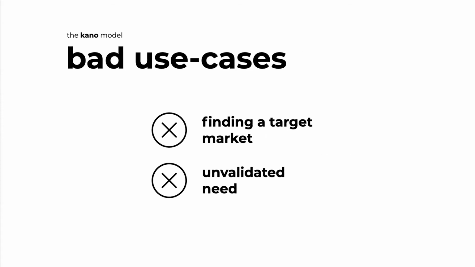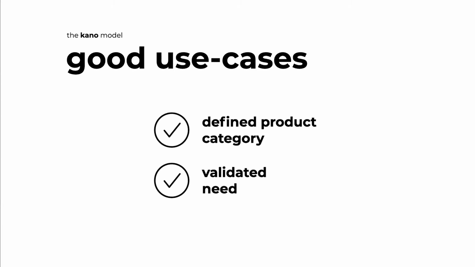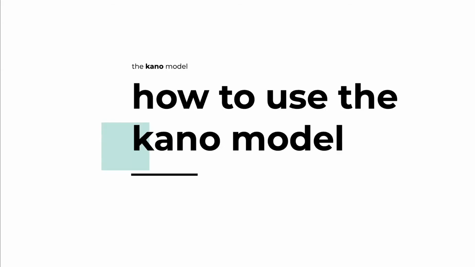A bad use case is if you're trying to find a target market or if you have an unvalidated need. You should never use the Kano model to try and explain why someone should want your solution. So once you have these two things, the Kano model helps you identify your product's value proposition. That's how it's going to fit into your target market to really be unique and make customers want to buy it when there are other options out there. In order to do that, we first have to figure out which features go into which bucket. So that brings us to the third part, how to use the Kano model.